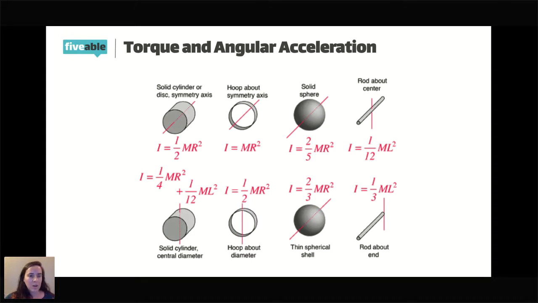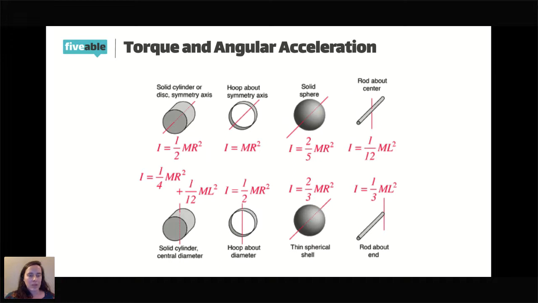For a hoop, about the center symmetry axis, so if you're spinning a hoop around the center, the inertia is just mr squared. So like we mentioned on the last slide, your hoop has a greater moment of inertia than your disk does for the same mass and radius.